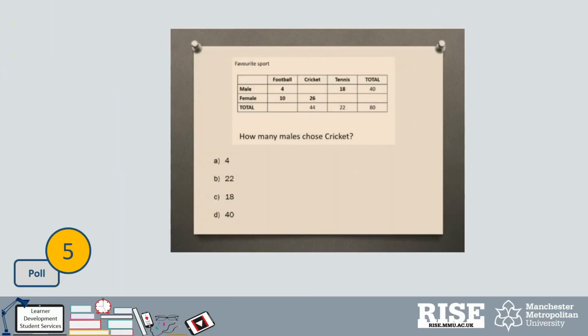Here we've got 5 seconds to answer these questions, but if you need longer, pause the video and press play when you're ready for the answers. How many males chose cricket?